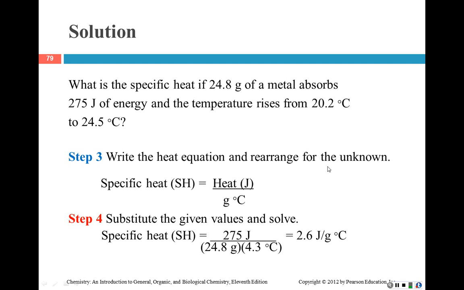Write the equation. Specific heat is joules over grams times degrees C. So we've got 275 joules divided by whatever the grams are, divided by also whatever the change in temperature was. And so 275 divided by 24.8 times 4.3, make sure you multiply those together before you divide them into 275. You should get 2.6 joules per gram degrees C.